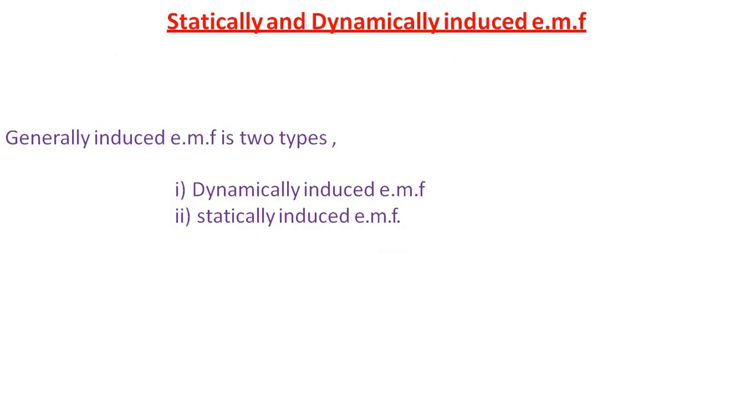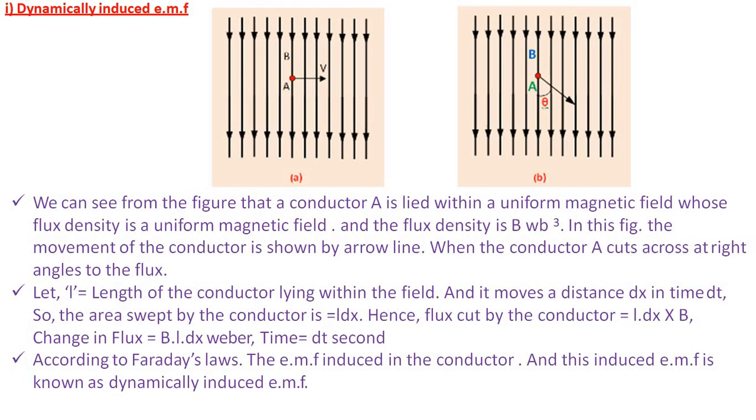Statically and dynamically induced EMF. Generally, induced EMF is of two types: dynamically induced EMF and statically induced EMF. For dynamically induced EMF, we can see from the figure a conductor lying within a uniform magnetic field whose flux density is B Weber per meter squared.